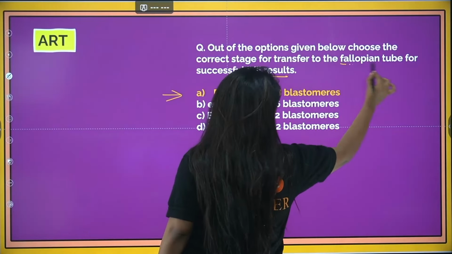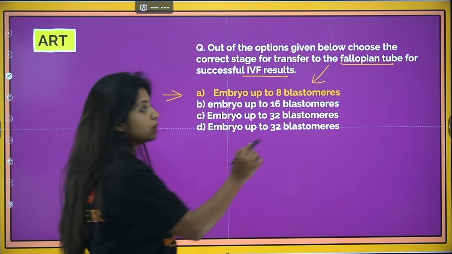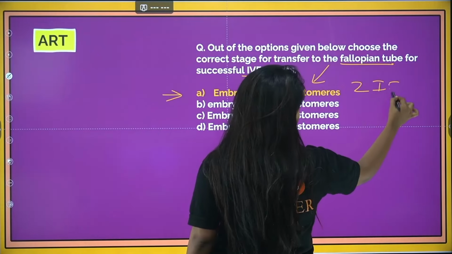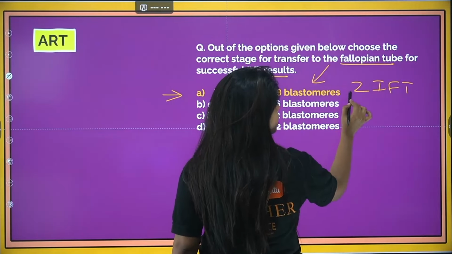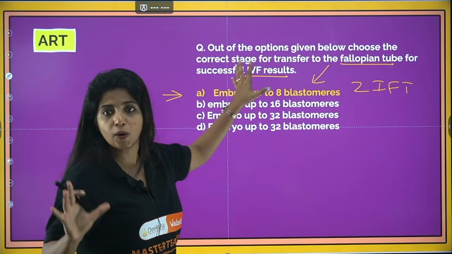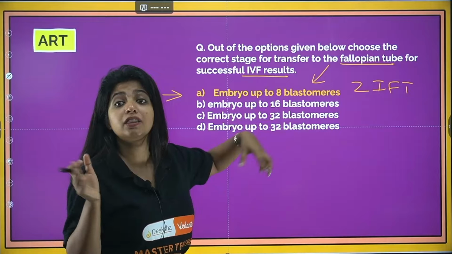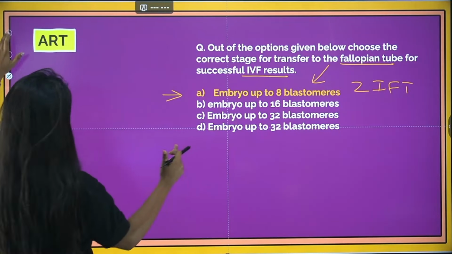So if you're transferring into the fallopian tube, it has to be up to 8 blastomeres. Okay, this is known as ZIFT, zygote intrafallopian transfer. So ZIFT can be performed when it's in the zygote stage, 1 cell stage, or up to 8 blastomere stage, not beyond that. Always remember. Okay, and if it is 16 blastomeres, you put it in the uterus. You put it directly into the uterus.